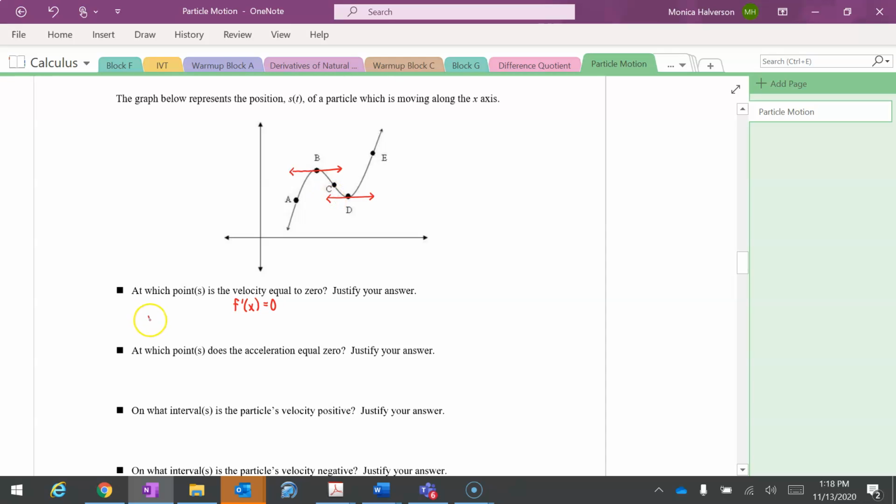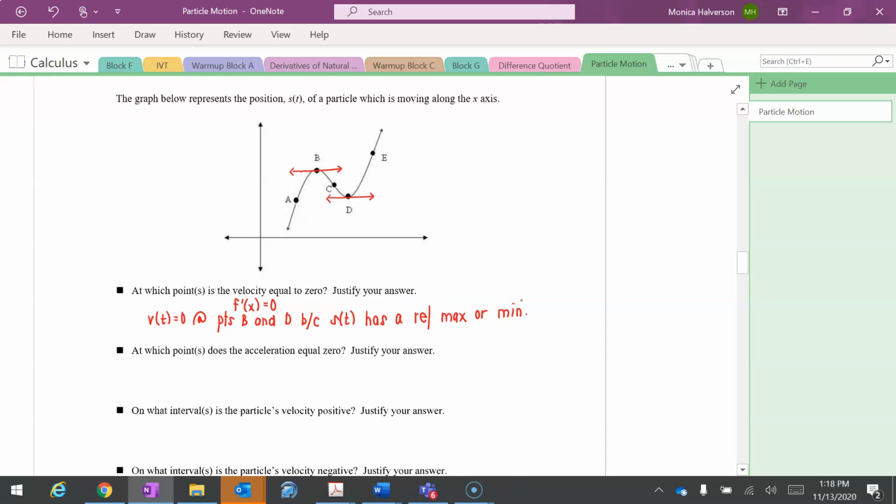The velocity of t equals 0 at points B and D, because S of t has a relative max or min there. Okay? Let's look at the second question.